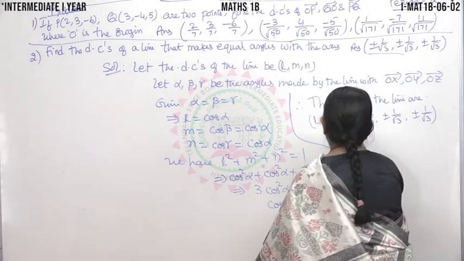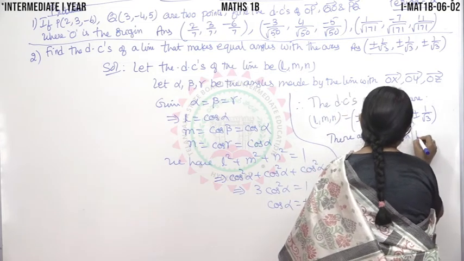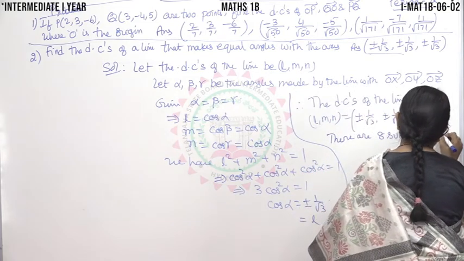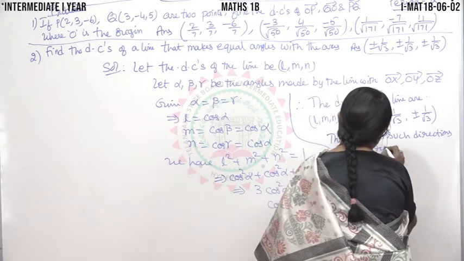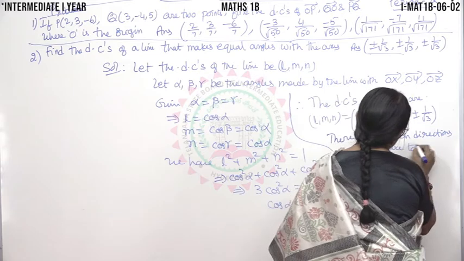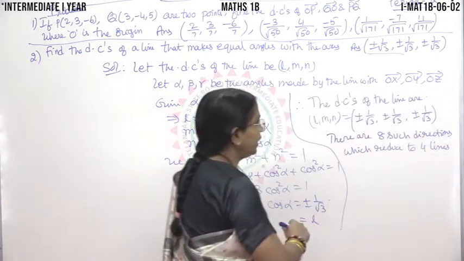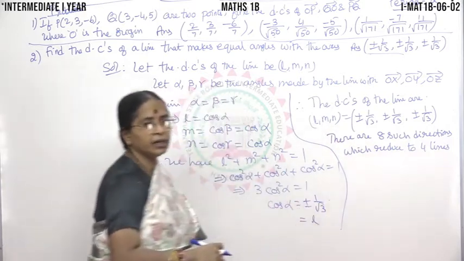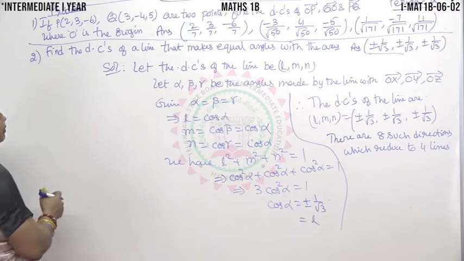So there are 8 such directions, which reduce to 4 lines. So direction-wise, when you take it, there are 8 possibilities, and then they are the direction cosines of 4 lines. Okay, now the first problem is a direct problem.